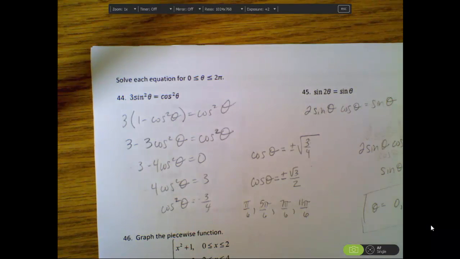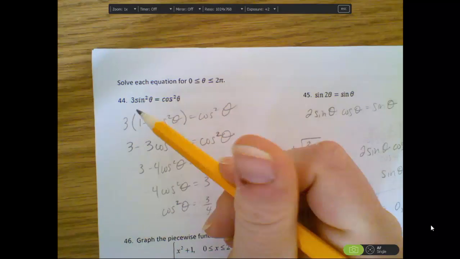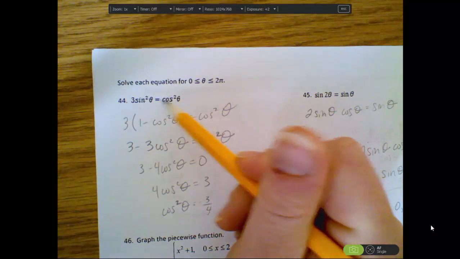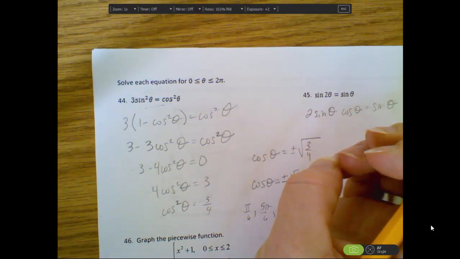Here are some trig equations. In order to solve trig equations, you have to have a little bit of creativity. You have to realize here that you can't solve something that has a sine and a cosine in it. It's just not possible. You have to get rid of something.